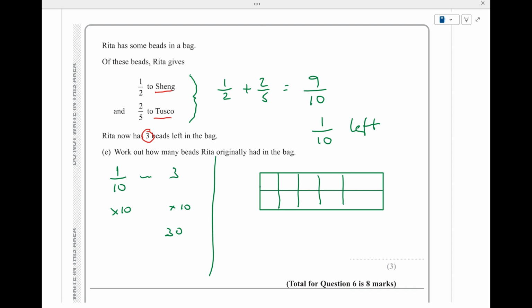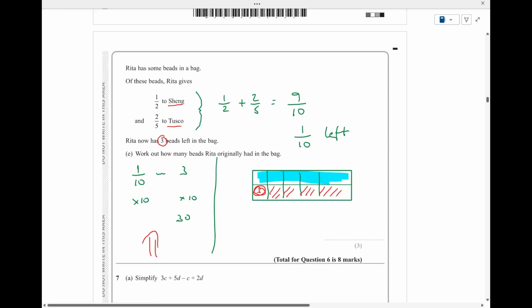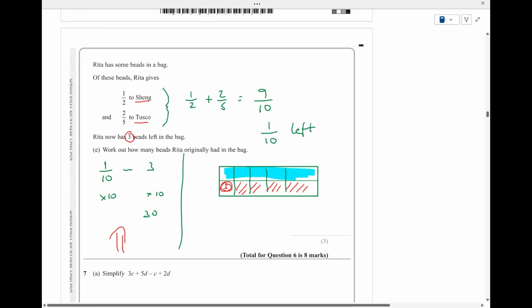But never mind. Now, she's given a half to Sheng, so she's given those to Sheng, and then she's given 2/5, so that's going to be 4 of the tenths. So she's given that lot to Tusco, so she's left with a 10th, and that's 3 beads. And then you can see it's 30 in all. Personally, I find this way a bit easier, but it's up to you. And that is the end of question 6.